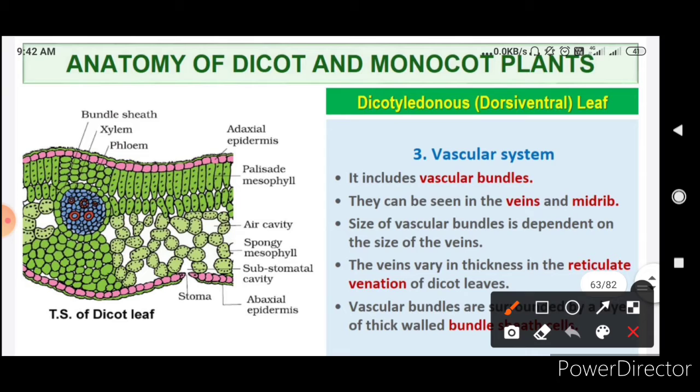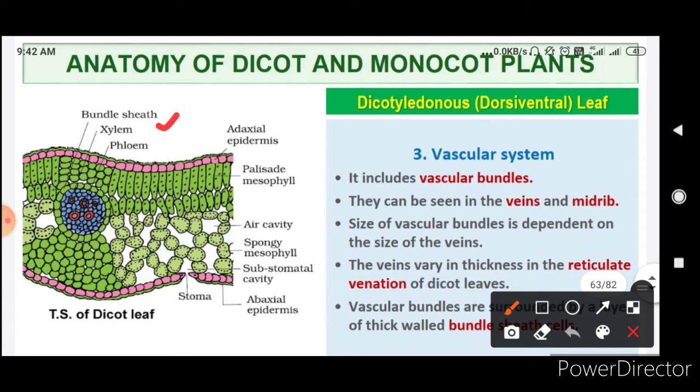The size of the vascular bundle is dependent on the size of the veins. If the veins are more, then the vascular bundles will be more and large. The veins vary in thickness in the reticulate venation of the dicot leaves. Vascular bundles are surrounded by thick walled bundle sheath cells.